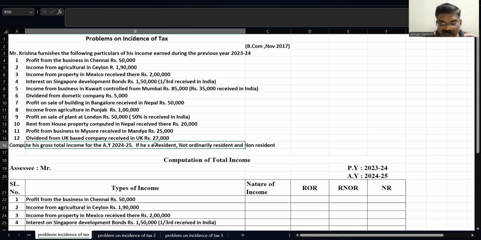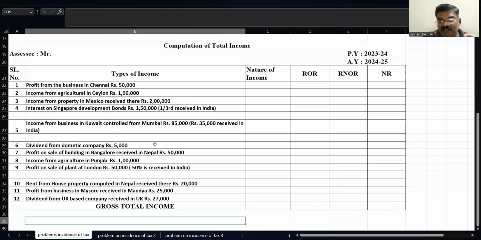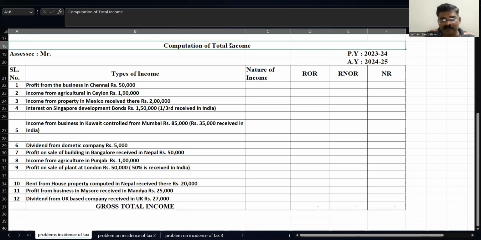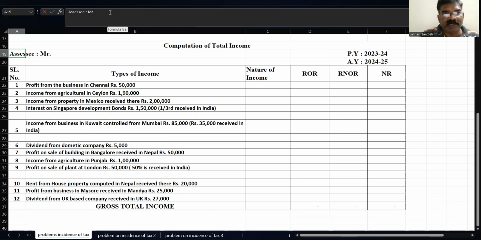So now we will go to the chart and do accordingly. We'll come here. We start with the computation of income. This is the format of how we are going to do it in the exam. The format states computation of total income. On the left hand side, you have the assessee. First, we need to write the name of the assessee. Assessee here is Krishna.